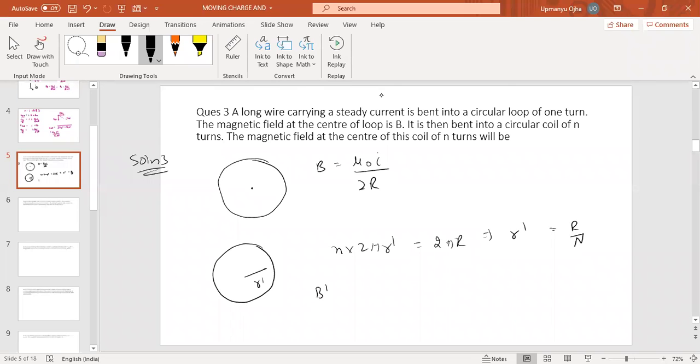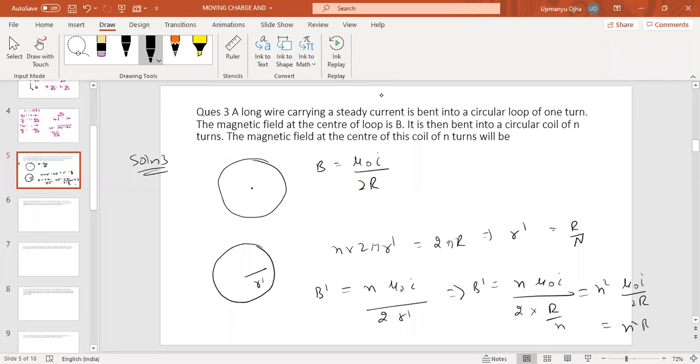Then the new magnetic field due to n turns will be n times mu naught I by 2 r dash. So B dash will be equal to n mu naught I by 2 r dash, where r dash is r by n. So it becomes n square mu naught I by 2r. So it should be n square B. If we turn this coil n times, the answer would be n square B. Again, this is a NEET problem.